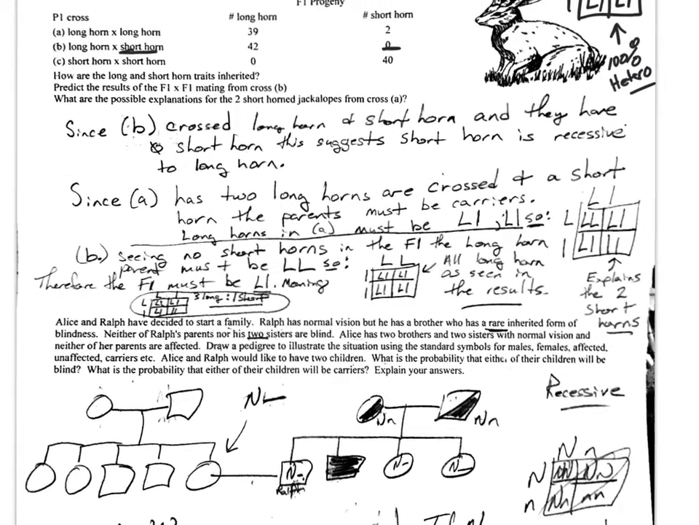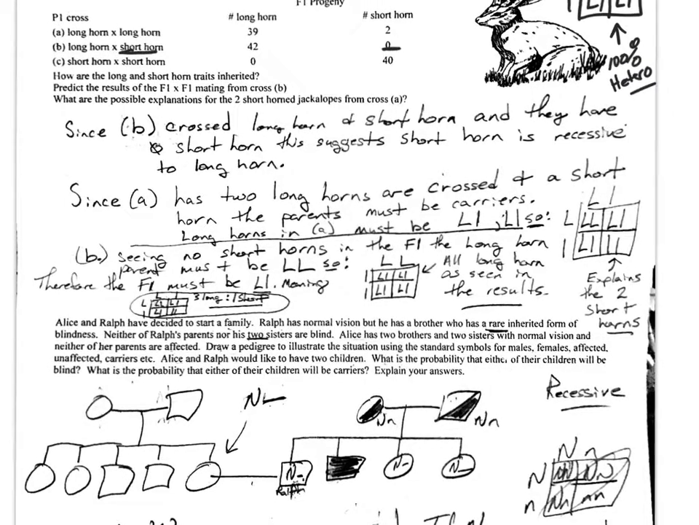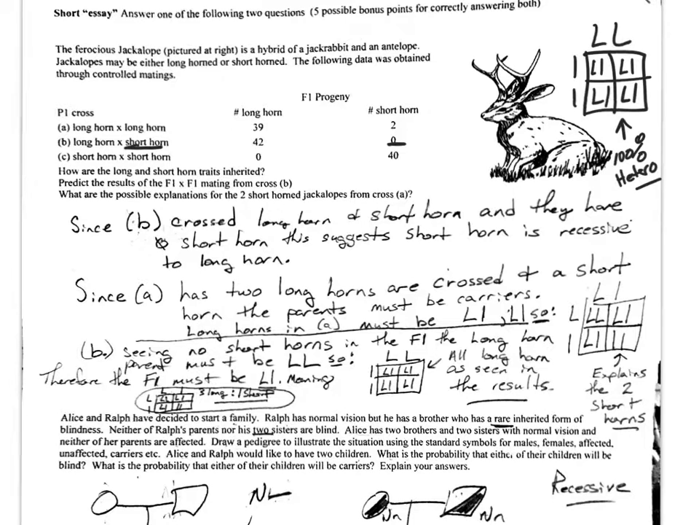So they ask us quickly, do you see how easy that was, right? That was pretty easy, and I gave you this as extra credit. Not a lot of people tried it. I think they just got confused because of how the data was presented. Predict the results of F1 mating from cross B. So B would be what? It would be Longhorn and Shorthorn.